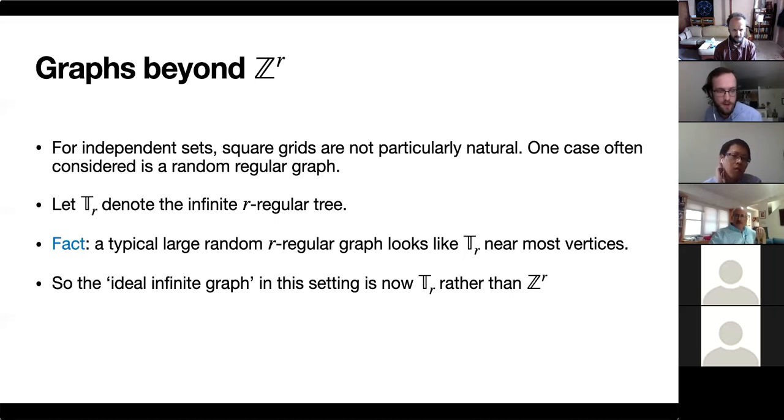So one fact about a typical large random R-regular graph is that it locally looks like the infinite R-regular tree near most vertices. And we'll be more precise about that next week. But basically there are not too many small loops in a large R-regular graph. So it's locally tree-like. So this suggests that the ideal infinite graph in this setting should be the R-regular tree.